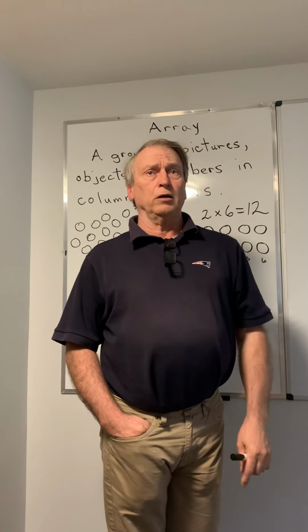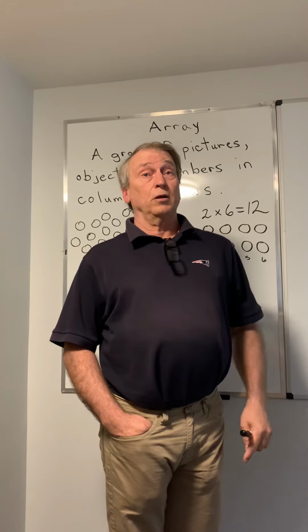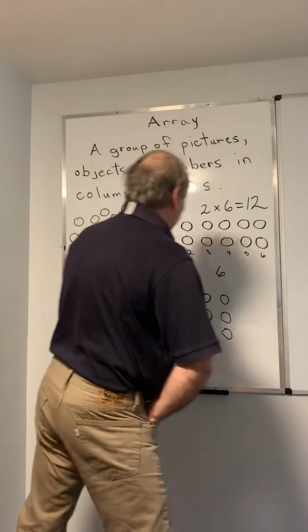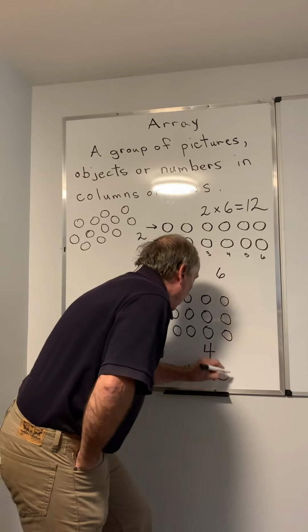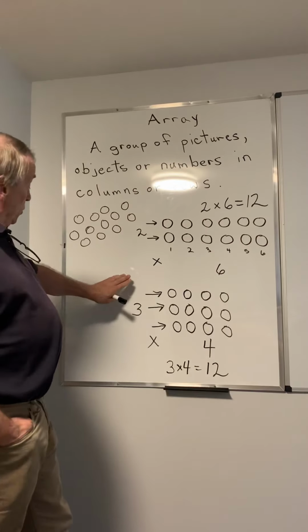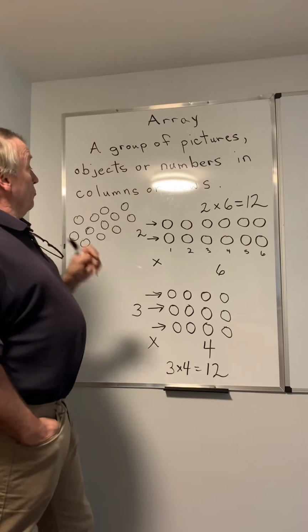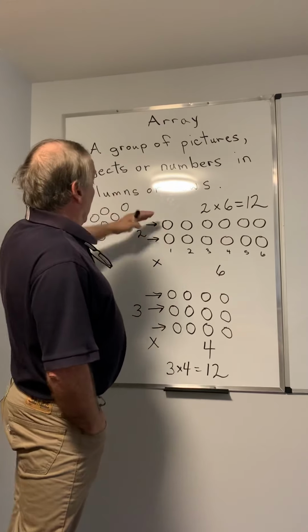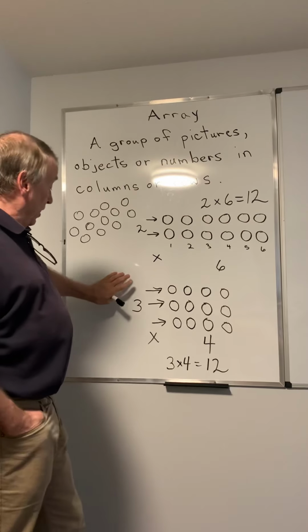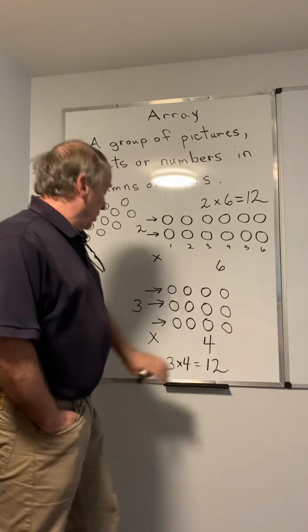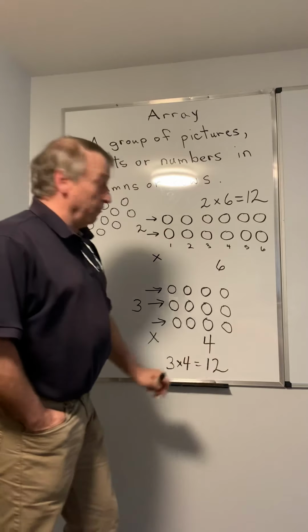What's 3 times 4? Yep, 3 groups of 4. That's right. 4 and 4 is 8 and 4 is 12. Perfect. 3 times 4 is 12. Perfect. So we've got 2 different arrays here. We got a 2 by 6 array, which is equal to our 12 here. And we've got a 3 by 4 array, which equals 12.